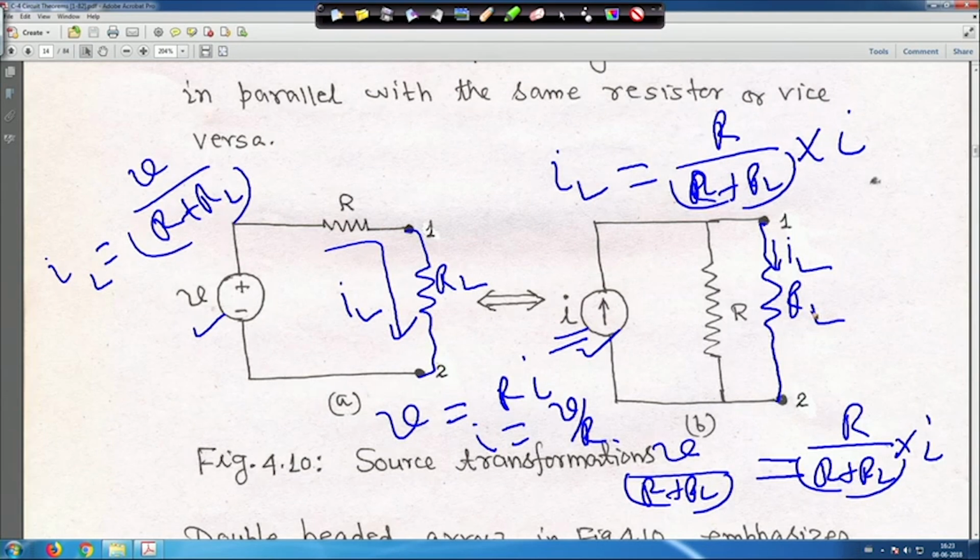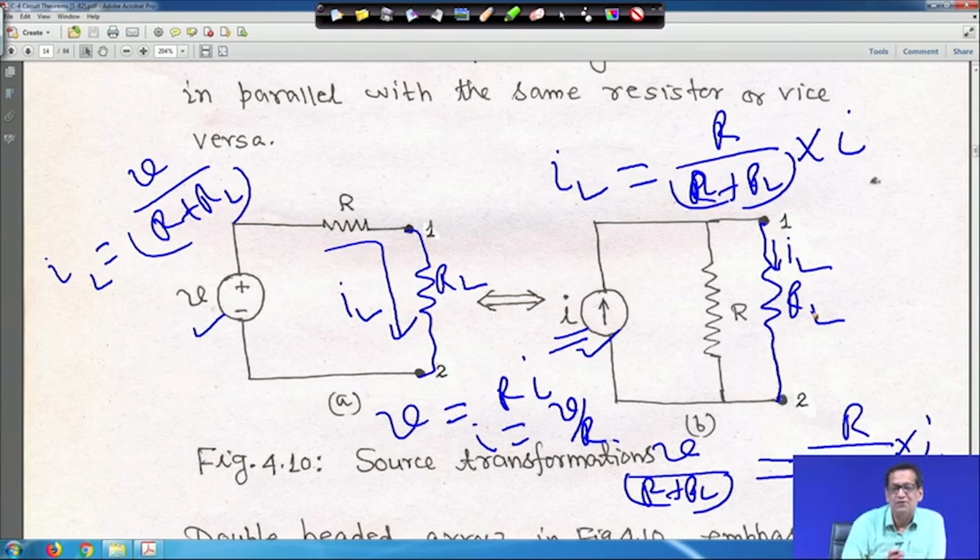So this is a source transformation. If you have a voltage source and a resistance R in series like this, you can convert it to a current source. And it is bilateral: from a current source I with a parallel resistance R, you can make V equal to IR, a voltage source with R in series. All these things are given below, but this is for your understanding.